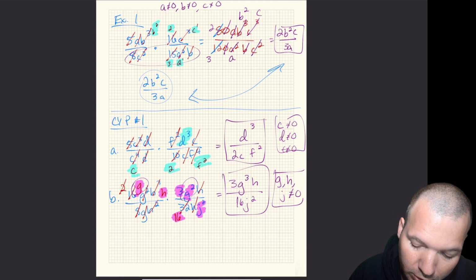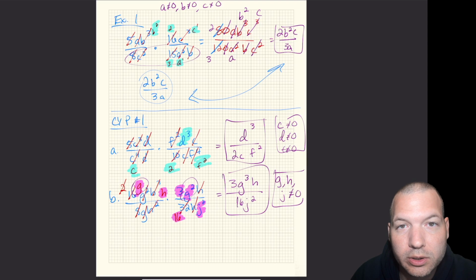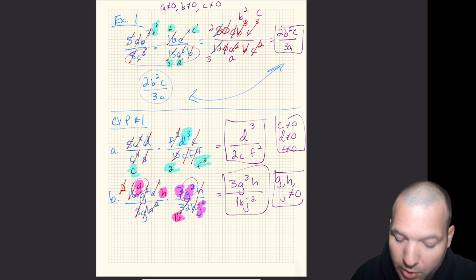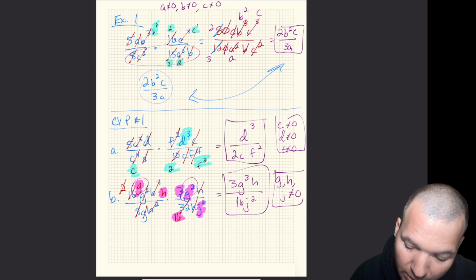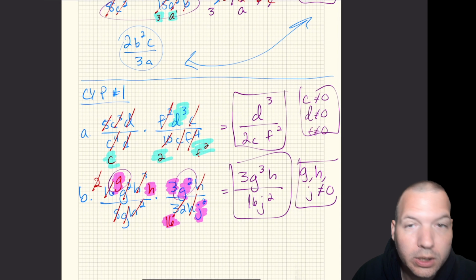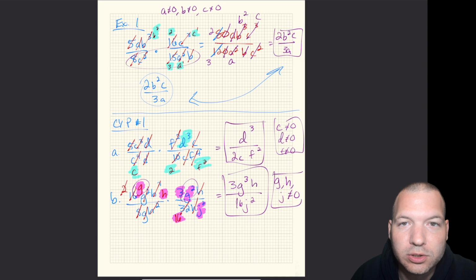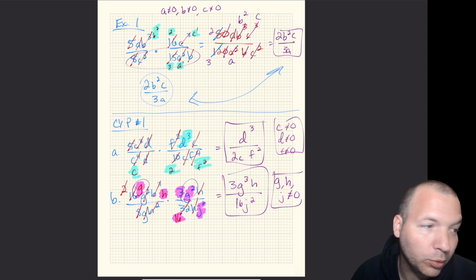D to the third over 2 CF squared for Check Your Progress 1A. None of C, D, or F can be 0 because those are all present in our denominators. And on B, same thing, G, H, J, none of them can be 0, but the expression simplifies to 3g cubed h over 16j squared. So multiplying monomials, we've essentially done that before, or I should say multiplying rational expressions with monomials as numerators and denominators. We've essentially done this before with our power rules.